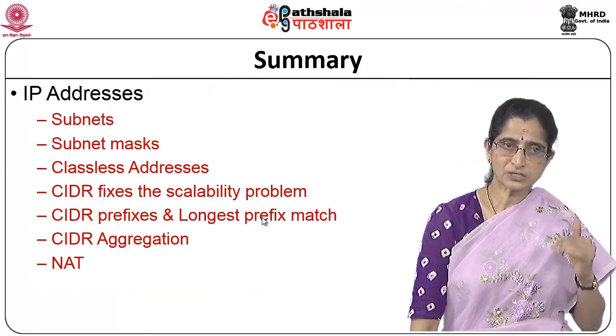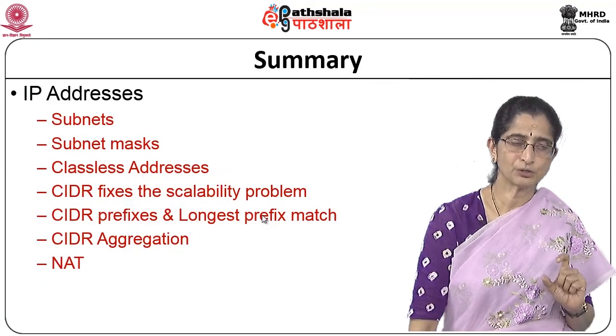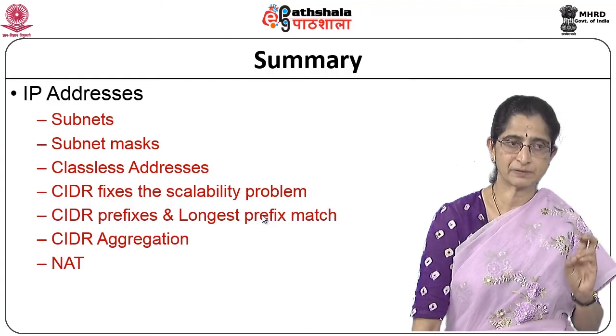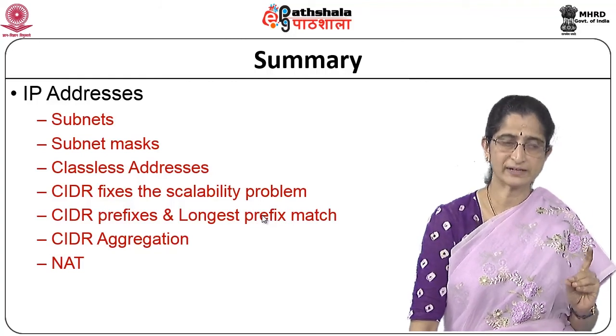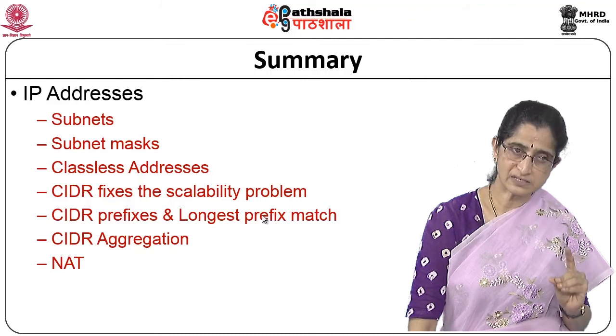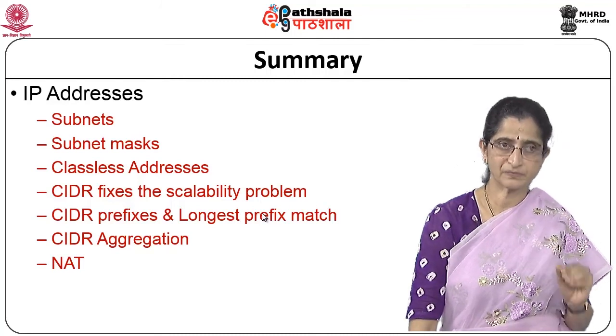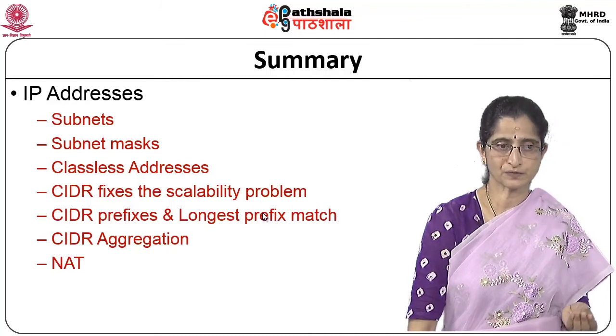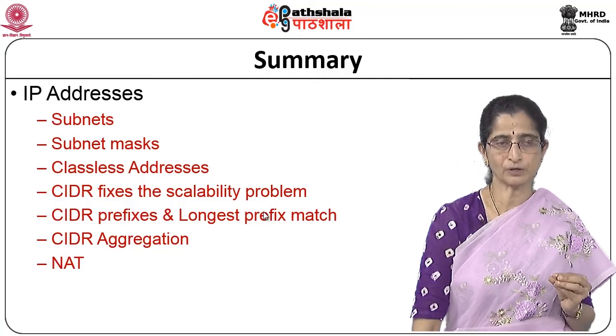Okay. So to summarize what we have looked at in this module, we have looked at subnets, we have looked at subnet masks, we have looked at classless addressing, why it is needed, and how it fixes the scalability problem, and how CIDR prefixes are determined, and how it can be used for aggregation. We have also briefly touched upon NAT.